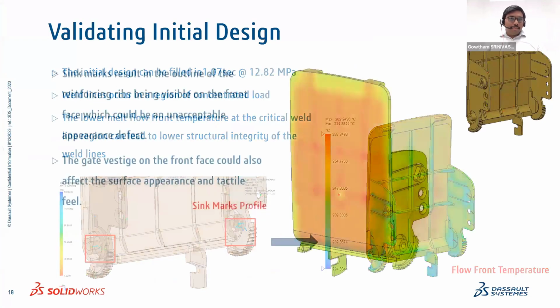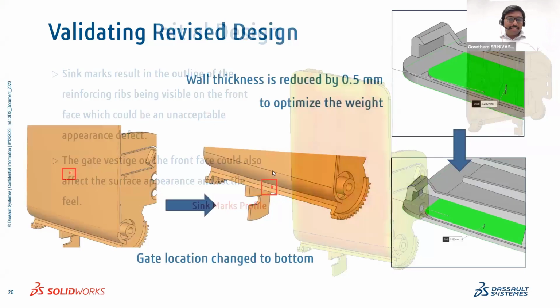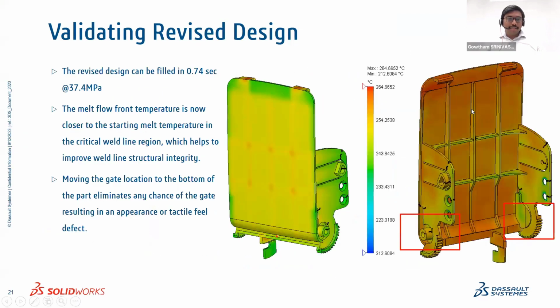Okay, so in the second revision, we changed the thickness of the rib and the gate location. We can observe it took around 0.74 seconds with 74.4 megapascal of pressure to inject this part. And the melt front temperature is now closer to the weld line critical regions, which helps to improve the weld line structural integrity.